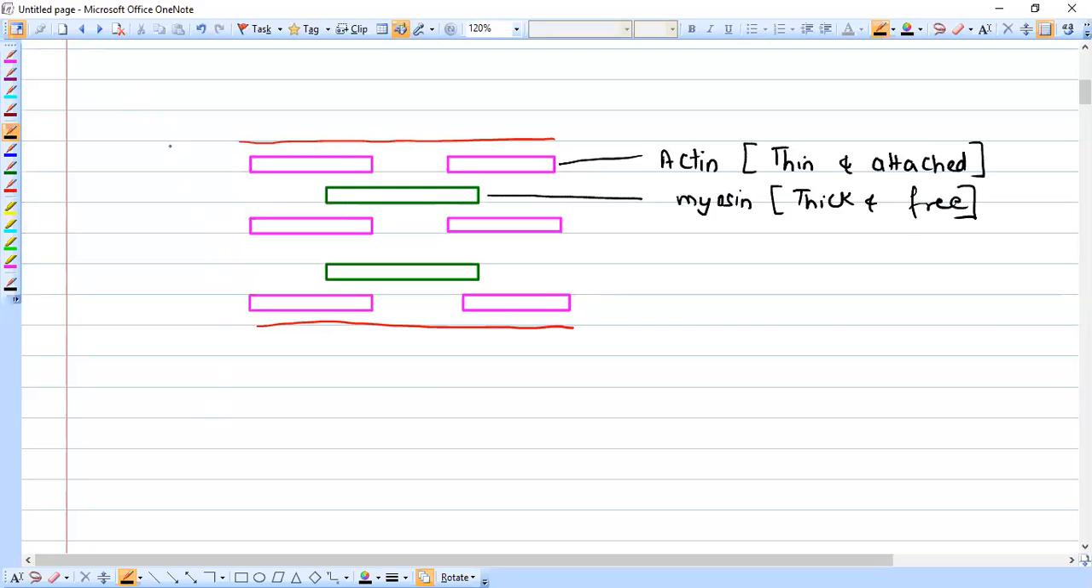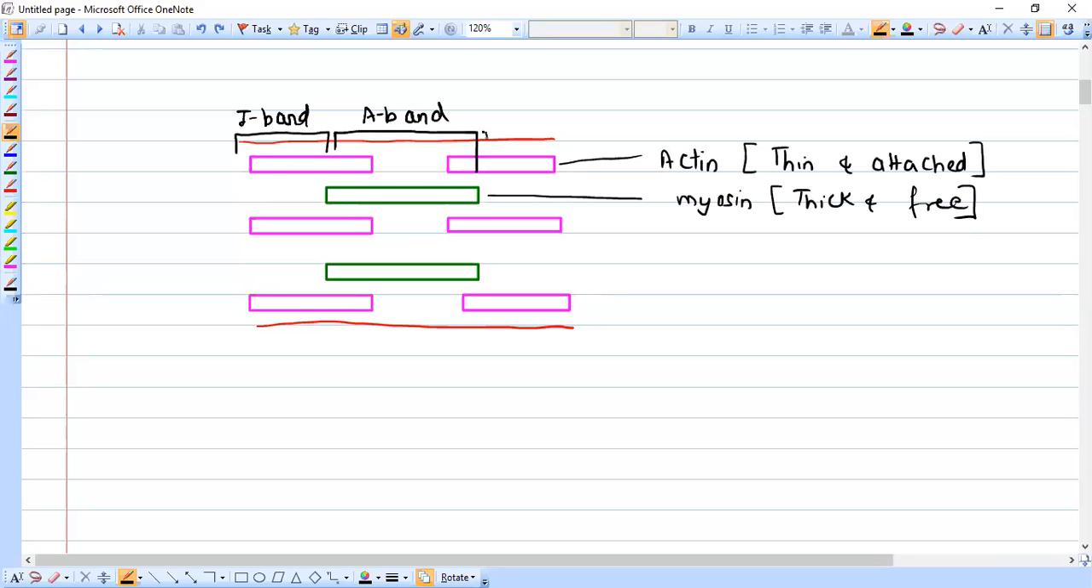Let's understand this area, we call it the light band. Only this much, from here till here, I can call the I band. That is the isotropic band. It will allow the light to pass through it. And from this part, where the green part starts till another green part, this is called the A band. That is an anisotropic band. Light will not be allowed to pass.